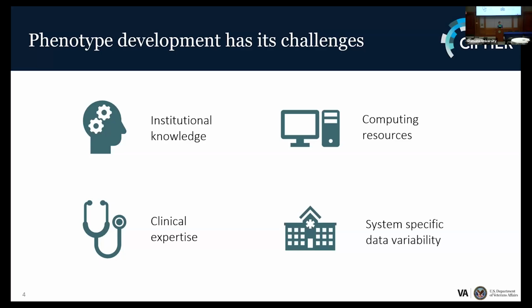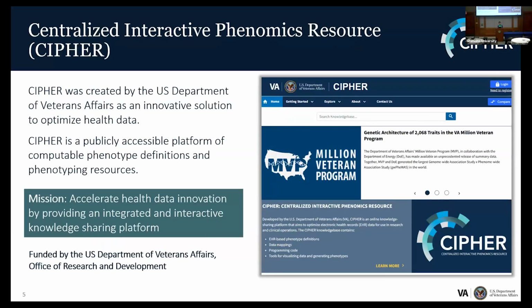But really at the end of the day, this information is all over the place. It's in papers. There are some phenotyping libraries or code sets online, but a lot of this metadata describing the work that's been done in phenotype development in the field is kind of all over the place and it's not always complete. And so that's really where our program comes in.